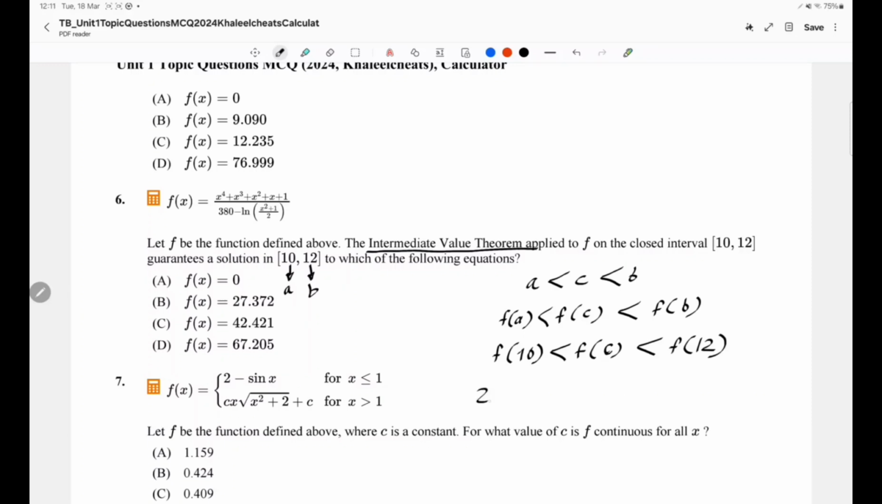So my F of 10 has to be 29.544 and my F of 12 has to be 6207. That means my F of C has to be bigger than this and less than that, and the answer is going to be choice C.